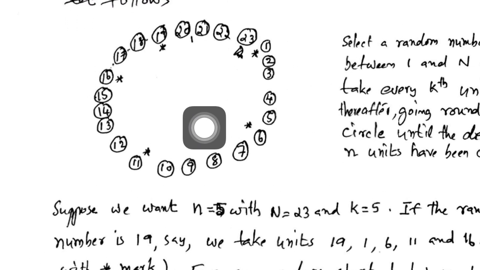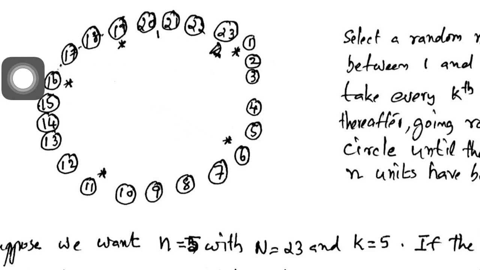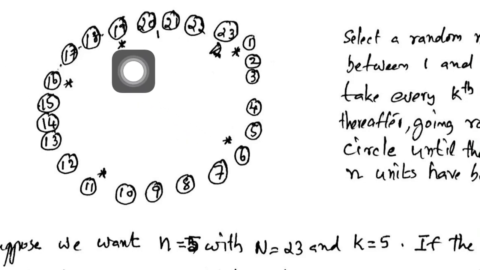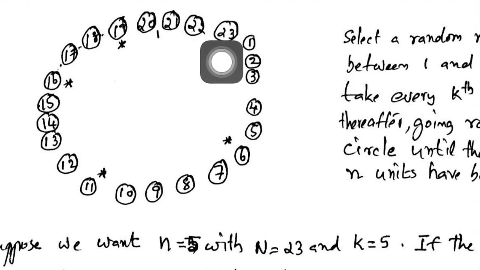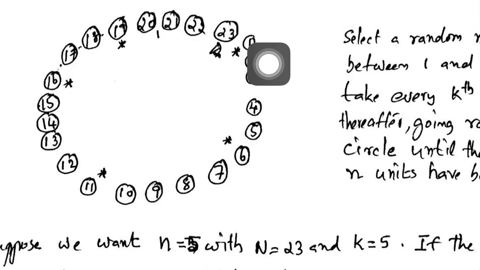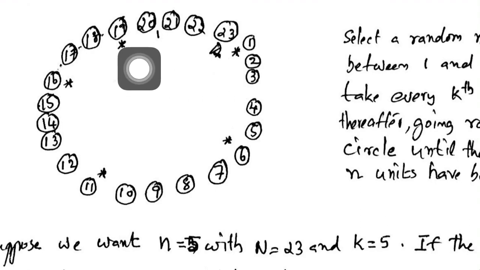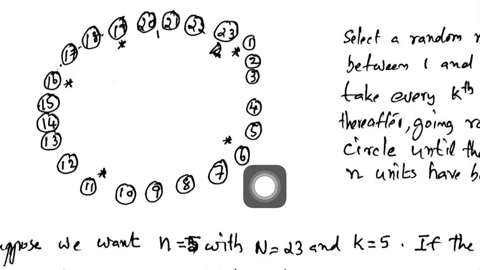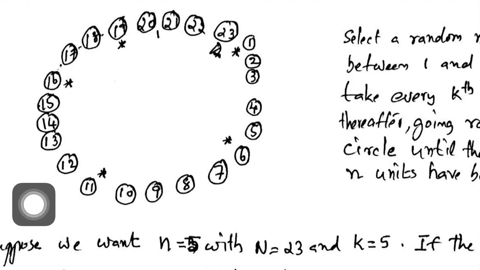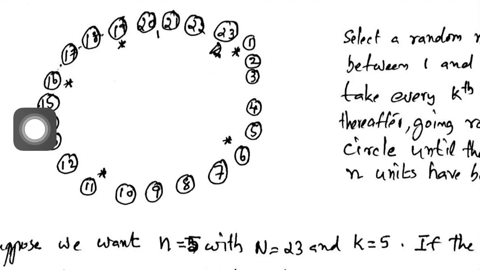kth യൂണിറ്റ് എന്ന് പറയുന്നത് ഏതാണ്? ഇവിടെ ഈ പിക്ചറിൽ ഞാൻ സ്റ്റാർ മാർക്ക് ചെയ്ത് വെച്ചിട്ടുണ്ട് 19. ഓക്കെ, ഇവിടെ സ്റ്റാർ മാർക്ക് ചെയ്തിട്ടുണ്ട്. 19th യൂണിറ്റ് എടുക്കുന്നു, പിന്നെ അടുത്ത 5ാമത്തെ യൂണിറ്റ് എന്ന് പറഞ്ഞാൽ 20 സീരിയൽ നമ്പറുള്ളത് 1ാമത്തത്, 21 സീരിയൽ നമ്പർ 2ാമത്തത്, 22 ഉള്ളത് 3ാമത്തത്, 23 ഉള്ളത് 4ാമത്തത്, പിന്നെ 23 കഴിഞ്ഞാൽ അടുത്തത് സർക്കുലറായി പോകുന്നതുകൊണ്ട് 1 ആണ്. അപ്പോൾ 19ാമത്തെ യൂണിറ്റ് ആദ്യം സെലക്ട് ചെയ്യുന്നു, പിന്നെ ഫസ്റ്റ് യൂണിറ്റ്, പിന്നെ 6th യൂണിറ്റ്, പിന്നെ 11th യൂണിറ്റ്, പിന്നെ 16th യൂണിറ്റ് സെലക്ട് ചെയ്യുന്നു.